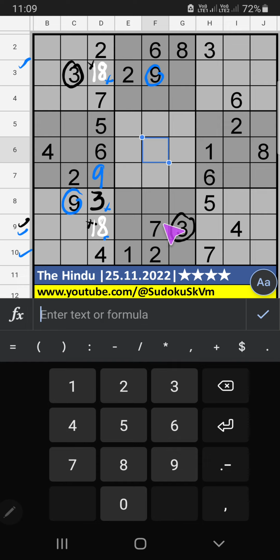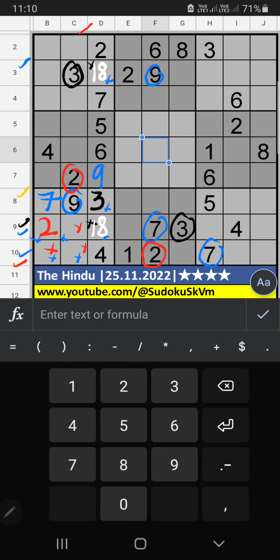9th row, 10th row, we have 7. So 7 can't come in these cells. Then 7 is confirmed here. 10th row, column C, we have 2. So 2 can't come in these cells. The 2 is confirmed here.